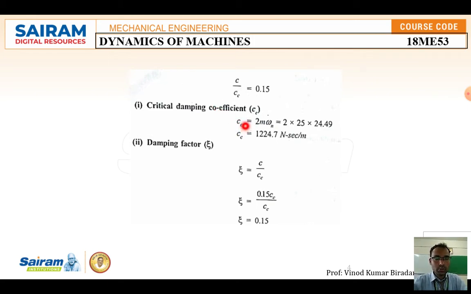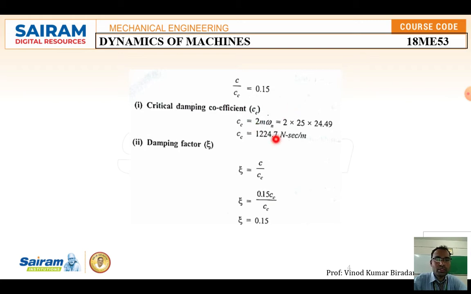Okay, I already told this while deriving the equation, wherever Cc is there I am going to use this. So we have the mass value and omega n value, so we use this formula to calculate the Cc value. Substitute here 2 into mass is equal to 25, omega n is equal to 24.49 radian per second. Using a calculator, we are going to get Cc, that is the critical damping coefficient, is equal to 1224.7 Newton second per meter. So this is what we get as the critical damping coefficient.